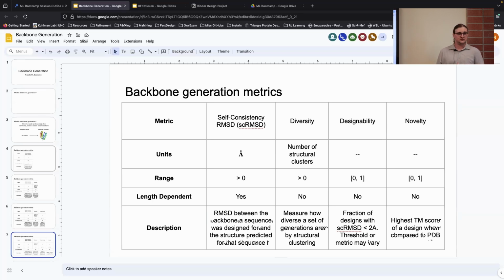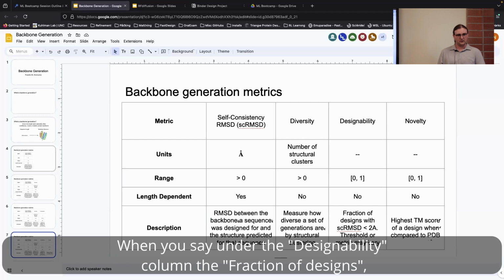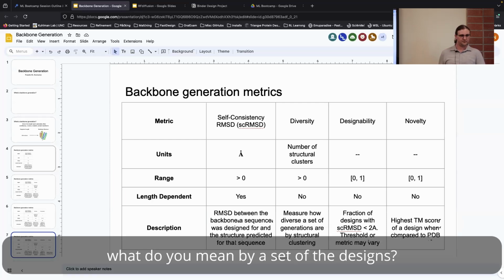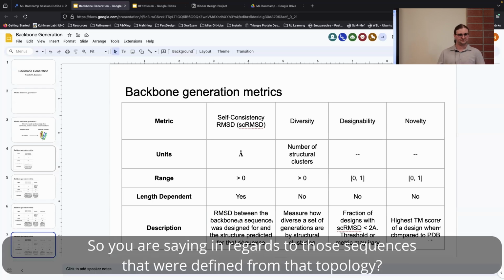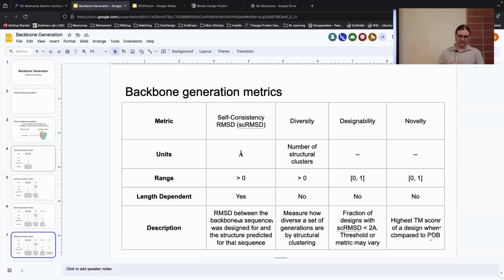Any questions? Yeah. When you say under the designability column, fraction of designs, what do you mean by a set of designs? So typically people would generate some backbones and then generate 8 sequences for those backbones, and then you would compare the fraction. So you're saying in regards to those sequences that were designed from that topology? Right, that backbone. Yep. Any other questions?